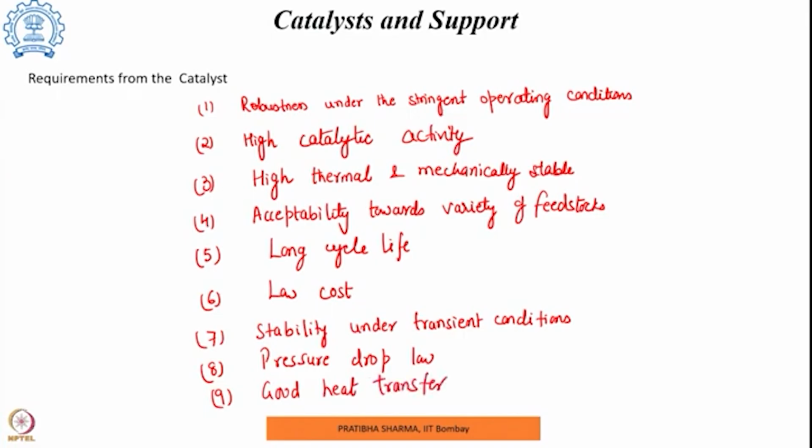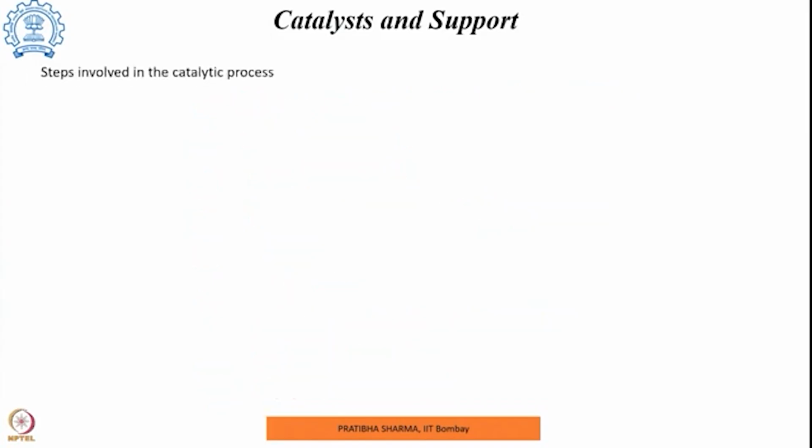So, these are the requirements in terms of the catalyst. While selecting a catalyst, it ideally should meet these requirements. We know that in a catalytic process, on the surface of the catalyst, the reactants adsorb, they undergo different reactions, the bonds are formed, bonds are broken, and finally the product is formed and the catalyst returns back to its original initial state.